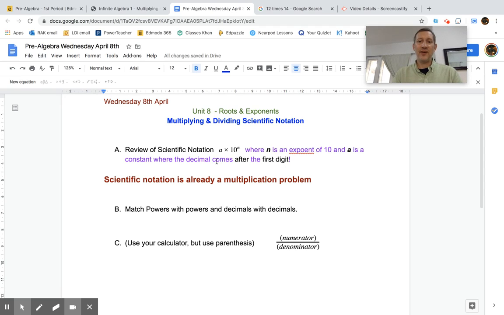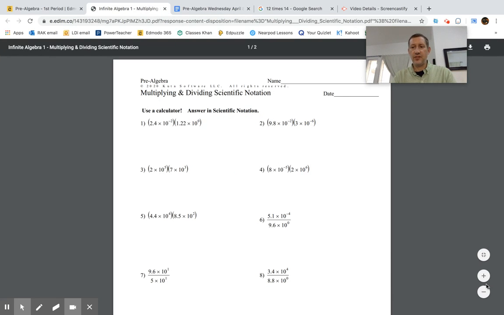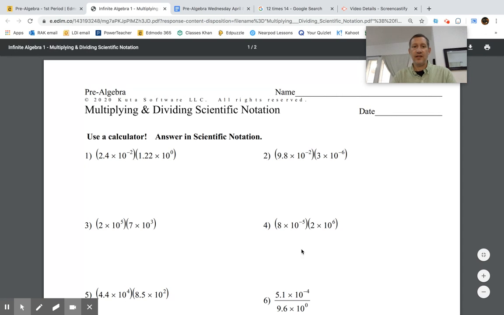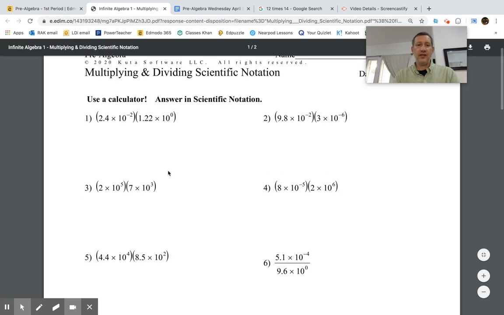Okay, so scientific notation, let's look at an example. What is a scientific notation? Well, it's going to look like this. This is your worksheet for today, by the way. Here, this is scientific notation because it has a decimal after the first number, and same with this one. And it's times 10 raised to a power. And this is times 10 to the 0 power. So that means actually this one doesn't change at all.